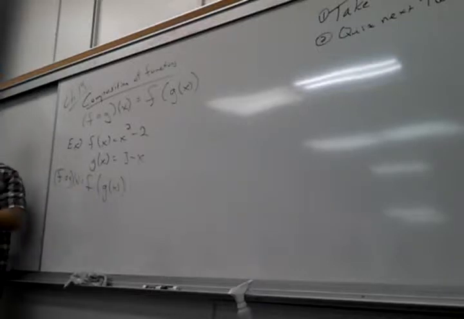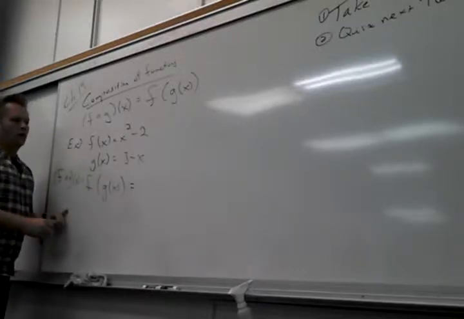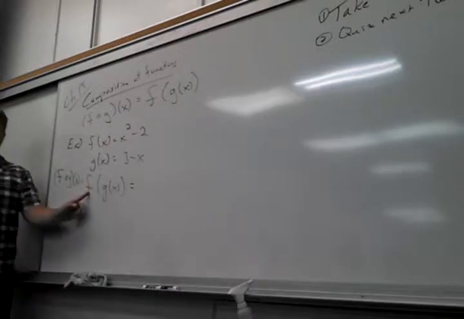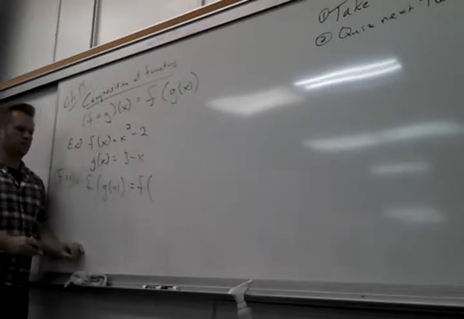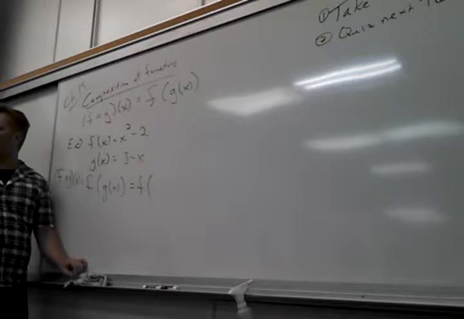So that means where you see x squared minus 2, you throw in g. So what am I going to put into f? What is g? g is 3 minus x.